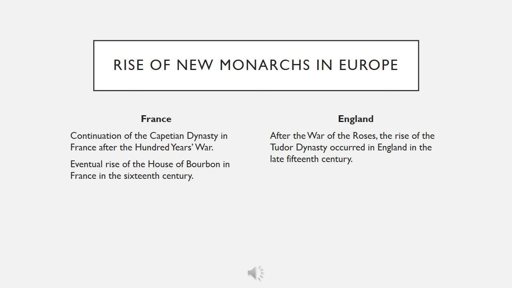Although the English would fall into a 30-year civil war, known as the War of the Roses, in the late 15th century, the eventual rise of the Tudor dynasty would give way to an immensely powerful English monarchy. Likewise, future Valois kings in France experienced far greater political and military prowess than their Capetian predecessors. Even beyond the Valois dynasty, eventually, the Bourbon dynasty in France would come to power in the 16th century, increasing monarchical power to an unprecedented level.